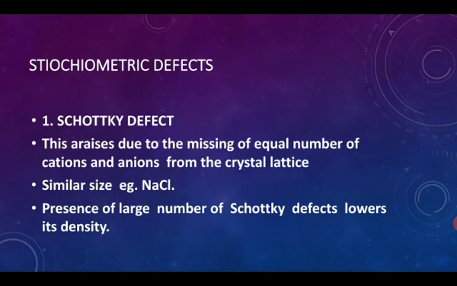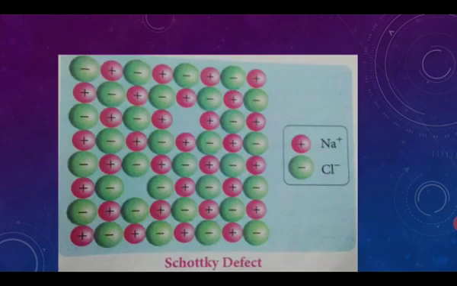Now let us see the first one, stoichiometric defects. In these stoichiometric defects, you have 2 types. The first one is Schottky defect. Let us see what is Schottky defect. First, I would like to show you the diagram. Just see the diagram. In the Schottky defect, we have the example Na plus and Cl minus, that is sodium chloride, that is common salt.